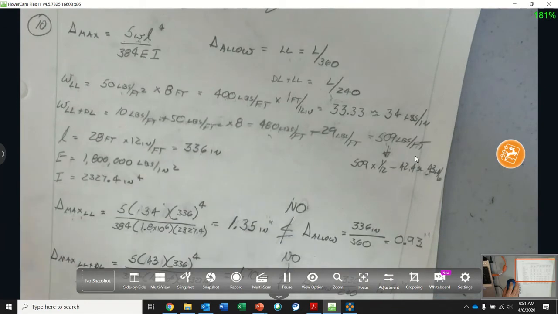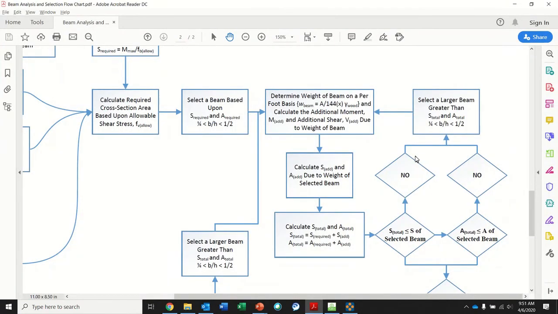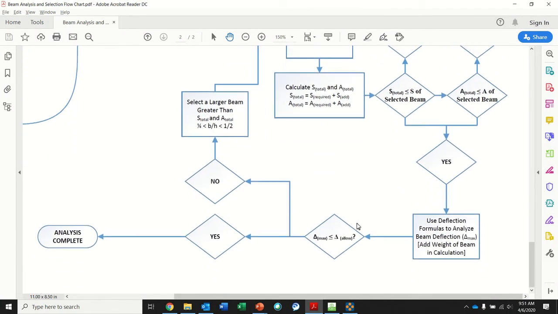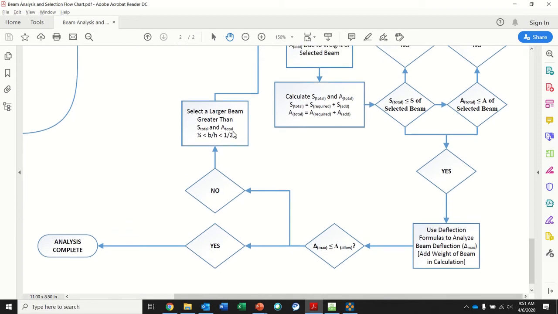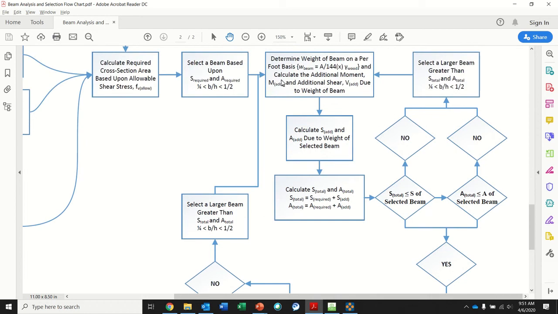So what do I do according to the flow chart? If I look here, I did not meet deflection, so I select a larger beam. What I decided to do is just double it up, because I can make the moment of inertia bigger. Double the moment of inertia. When I double the moment of inertia, what am I doing? I'm doubling the weight of the beam.